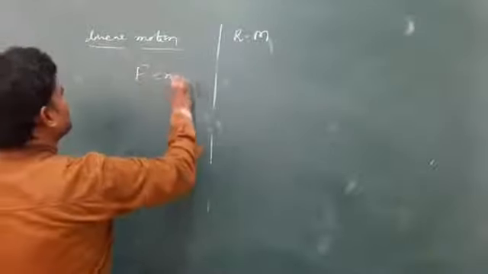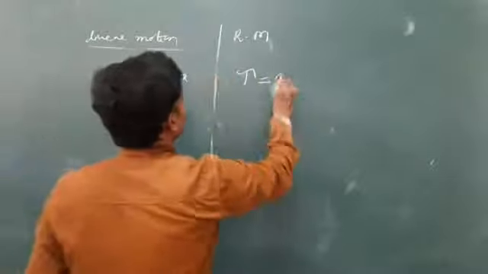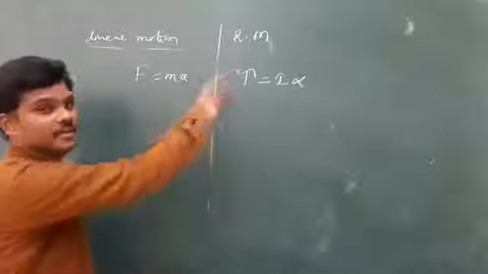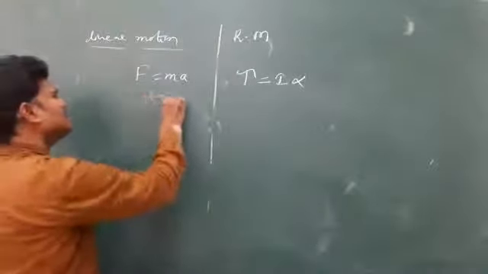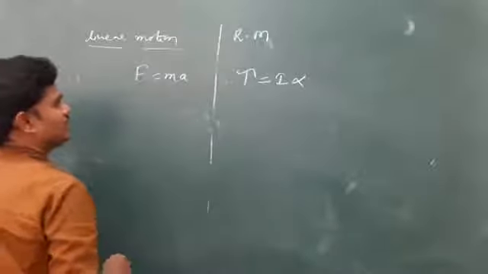Force is nothing but ma. Here force turns into torque. M is nothing but I, and a is nothing but, keep in mind, alpha. Tau is equal to I alpha. This is the link of relations. So tau is equal to I alpha.